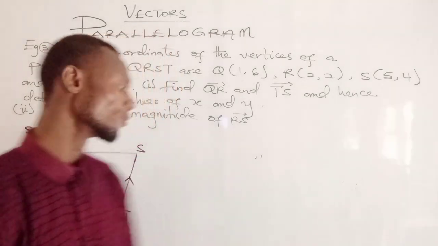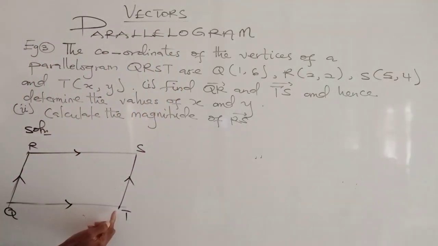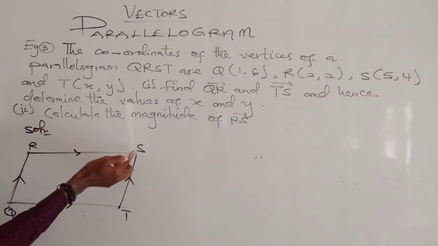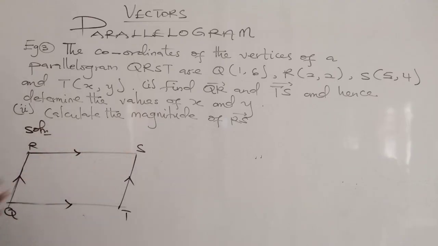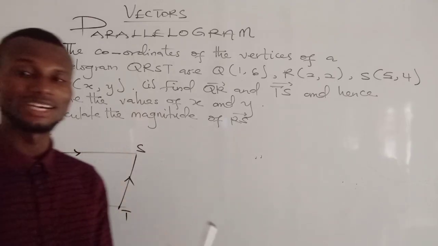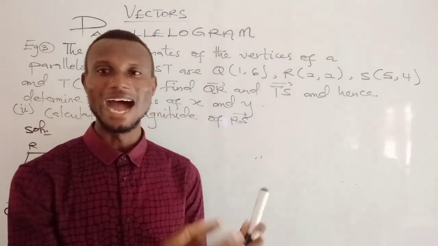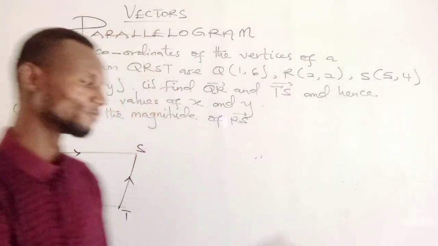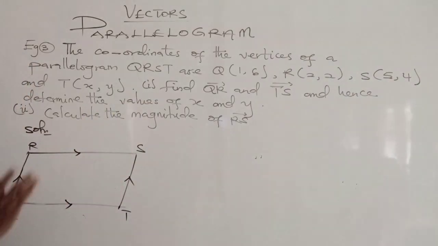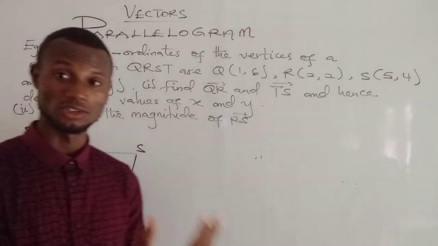If you chose to move from T to Q, meaning the arrow will point towards Q, so you get vector TQ, it means that when you come here, you are supposed to move from S to R, meaning the arrow will point towards R in that direction. Just make sure that the opposite sides are always moving in the same direction. That's how to indicate your arrows on the parallelogram. I hope the explanation is clear enough up to this point.